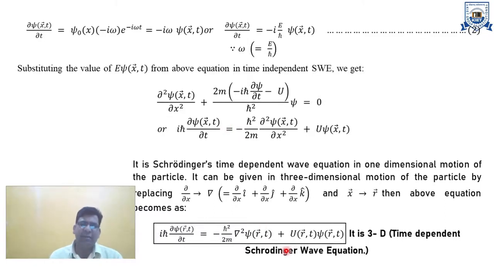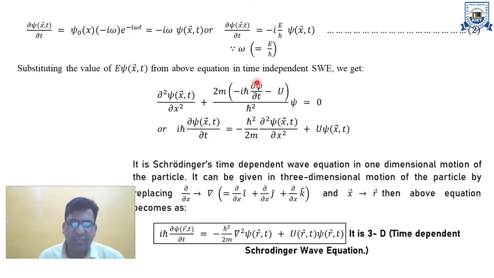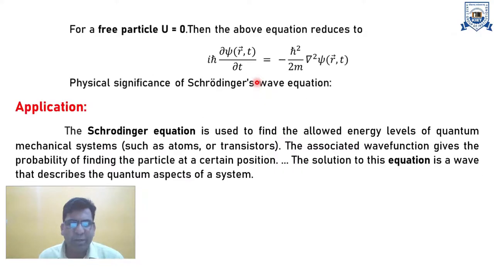This is the Schrodinger time dependent wave equation for a particle in a one-dimensional box. It can be extended to the three-dimensional motion of the particle by replacing del upon del x with del. This is the time dependent Schrodinger equation. So these are very important equations, time dependent and time independent. In the case of a free particle, the potential will be 0.